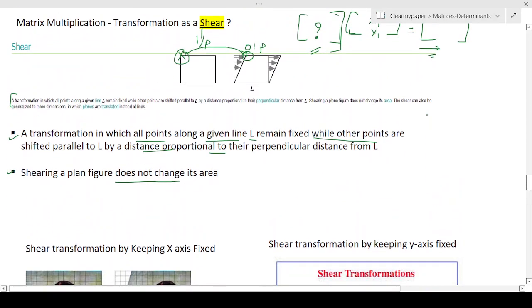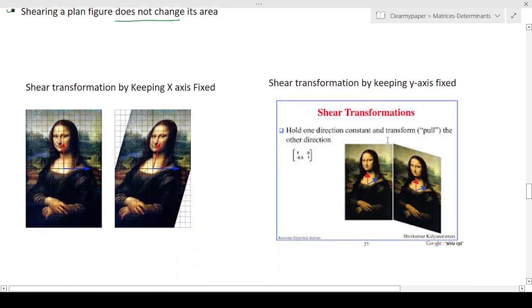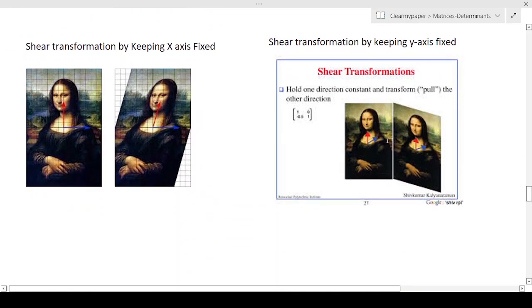And like I said, in this case, the shearing was keeping the x-axis fixed. You can always also keep the y-axis fixed, or use both of the axes. And these are the examples of that. If you see on the left side on the Mona Lisa, there is a shearing effect keeping the x-axis fixed. If you see this particular point here, this does not change throughout. So this is the input and this is the output image.